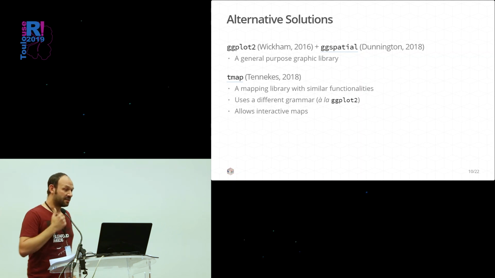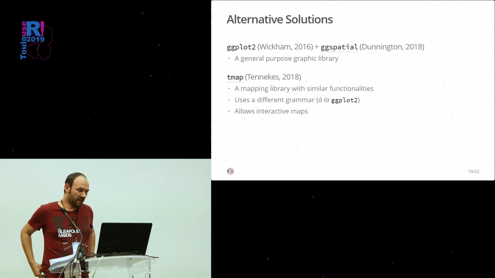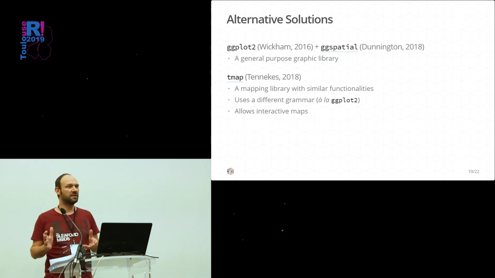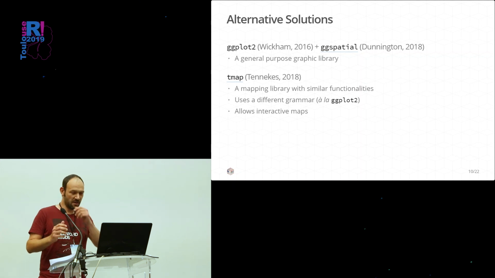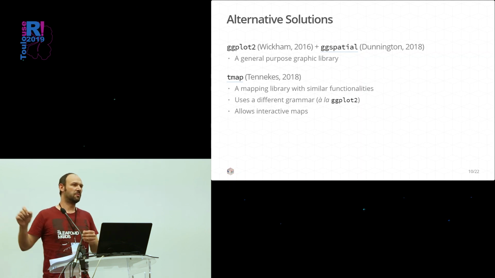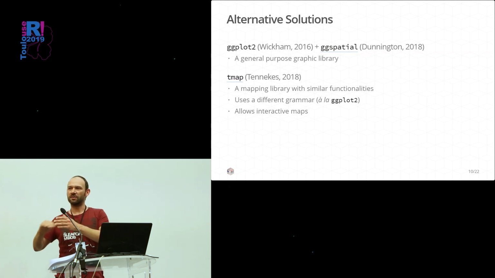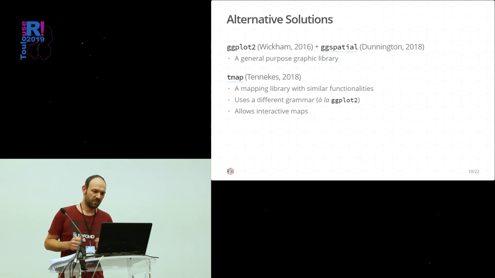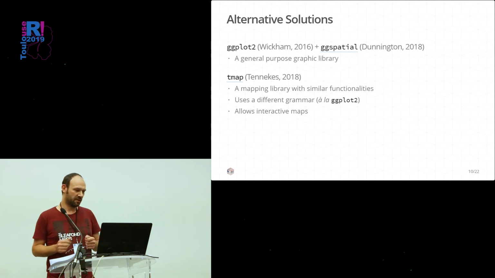The other alternative is tmap, which is a mapping library with similar functionalities, but that uses a different grammar, à la ggplot2, meaning using the plus symbol to add layers of representation. And the other big difference is that tmap proposes to create interactive maps, and cartography is not proposing that and will not.